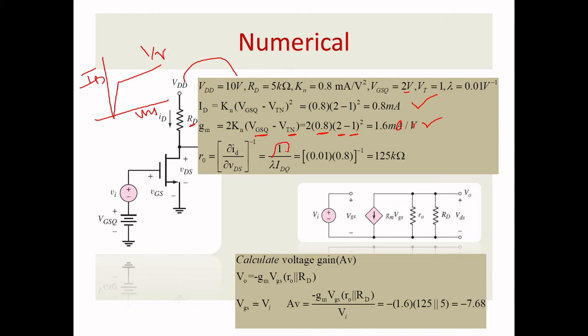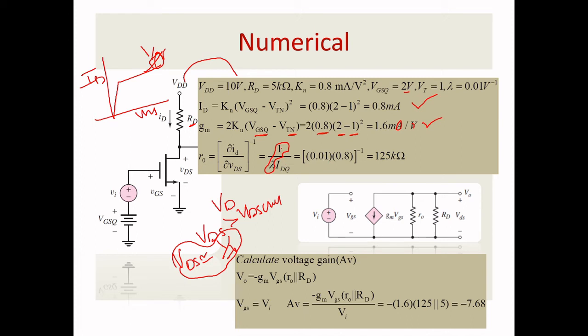Lambda is the channel length modulation parameter. When you increase VDS greater than VDS saturation, based on the changes in VDS there is some change in the current. At that moment we can say channel length modulation is occurring. That is called the early voltage, and that voltage VDS can be represented by 1 by lambda. So that gives 1 by lambda IDQ equal to 0.01 into 0.8.